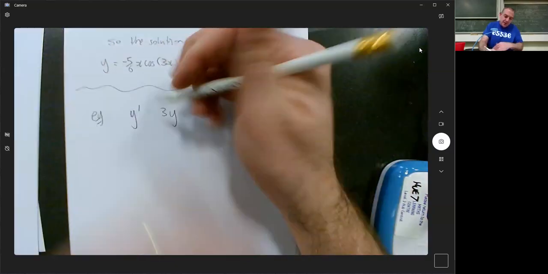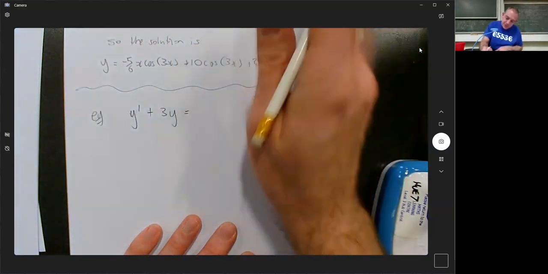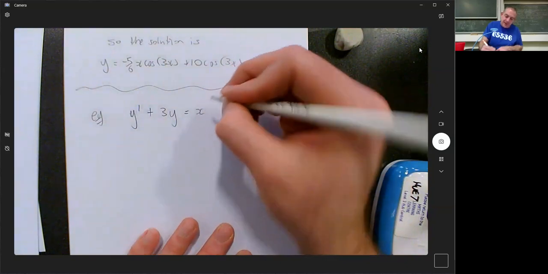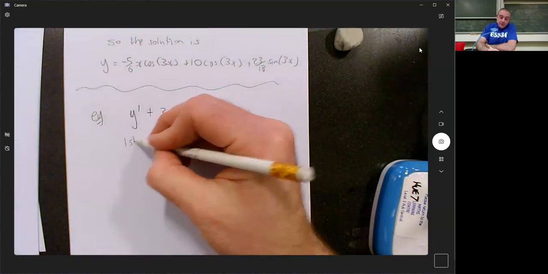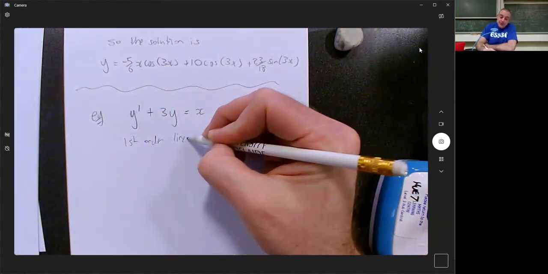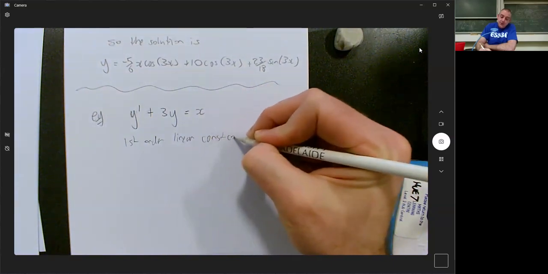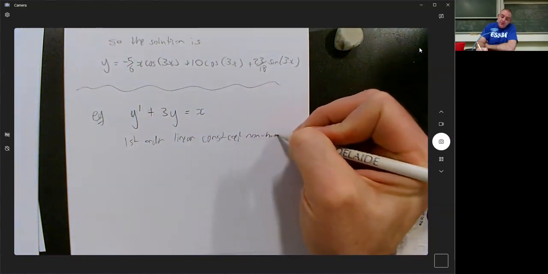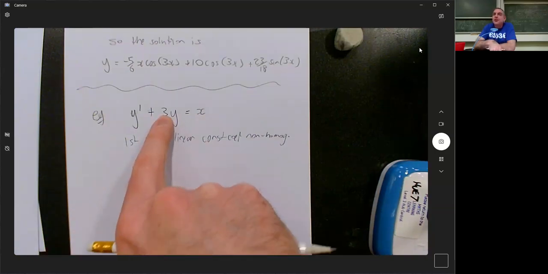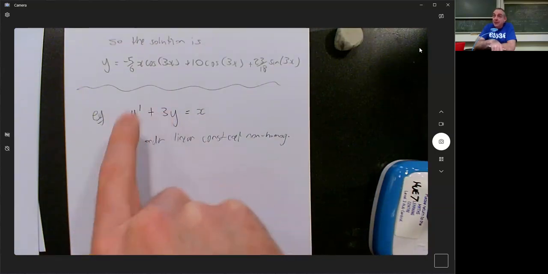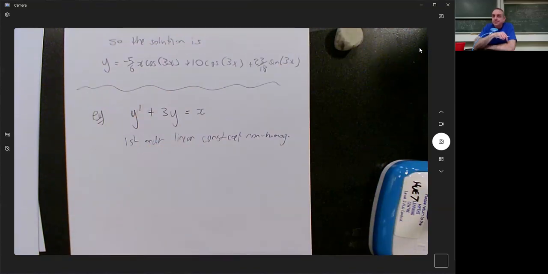I'll do it this way. y' + 3y = x. This is a 1st order linear constant coefficient non-homogeneous equation. And you've actually been taught a method for dealing with this. It's called the integrating factor. And that integrating factor would be e^(3x), because you'd integrate this and go e to the power of that answer, and that would be the integrating factor.